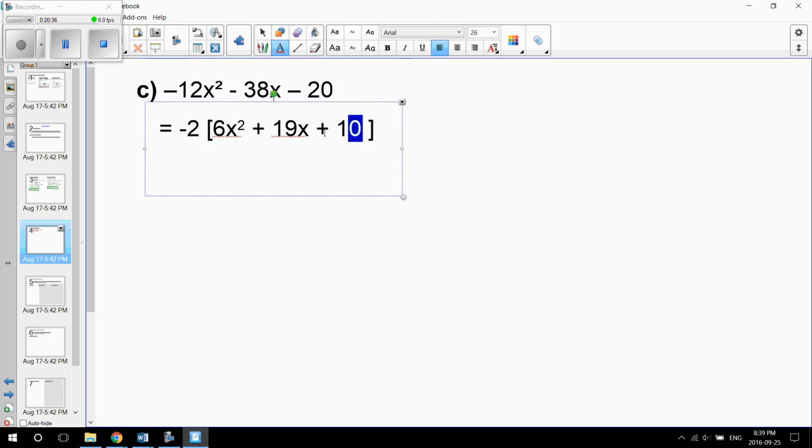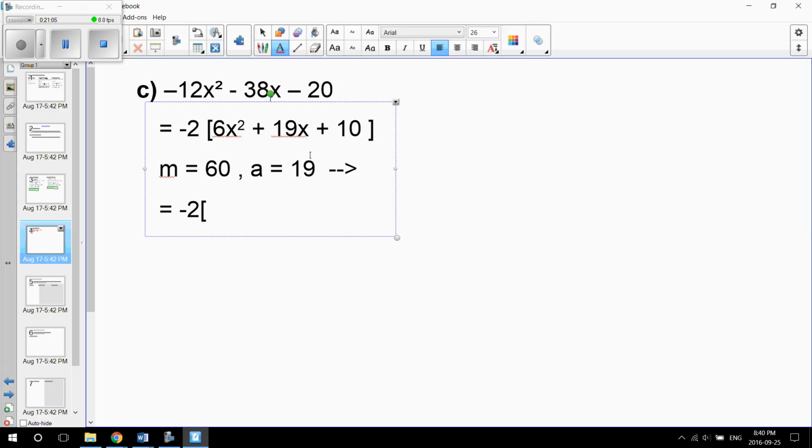Now again, this makes it much easier to work with when we're factoring something like this than when we had everything as negative and with those bigger numbers. So again, that -2 stays out front. We need our two numbers that multiply to 60, and again, that's from the 6 times the 10. And we need them to add to 19. So the two numbers that we're going to use are 15 and 4. 15 times 4 gives us 60, and when we add those up, we get 19.